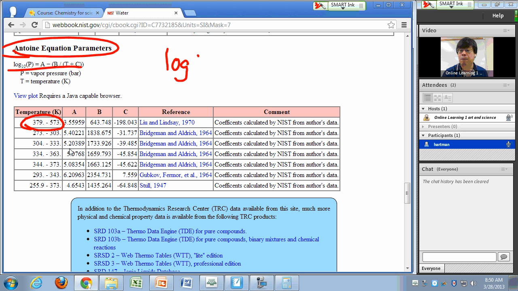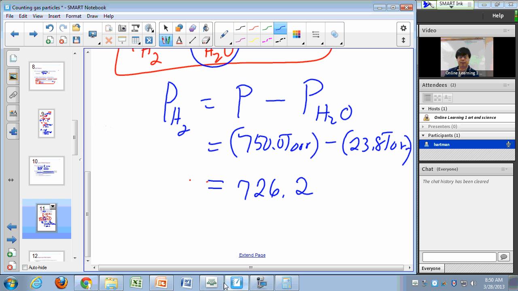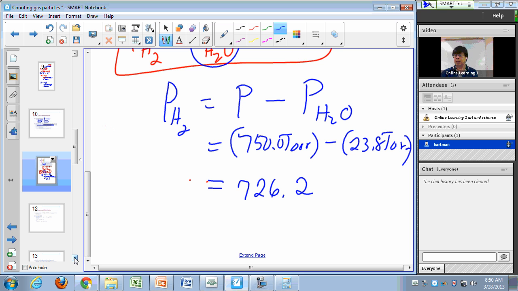Log of the vapor pressure is equal to A minus B over T plus C. The values of A, B, and C are given in this table, depending on what temperature range you're interested in. So you can calculate the log, and once you figure out the log, just take the anti-log, and that will give you the actual pressure. So that's a good source of data for vapor pressure, the NIST webbook, and for a whole bunch of other information that you might need.